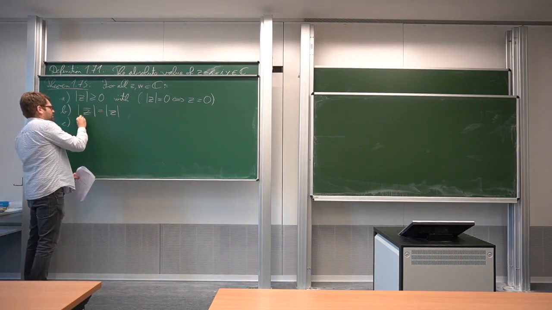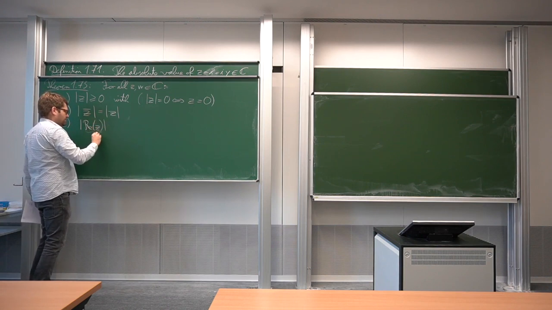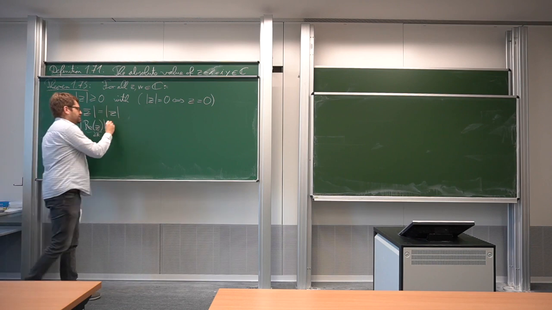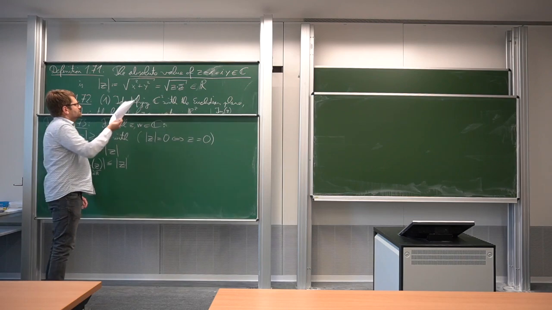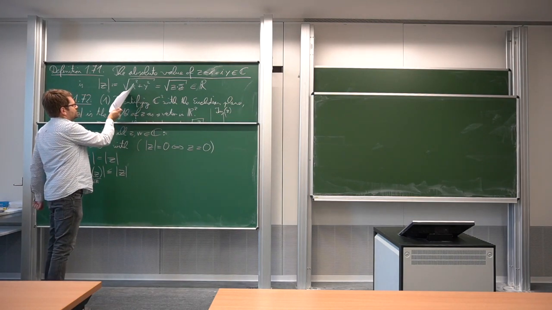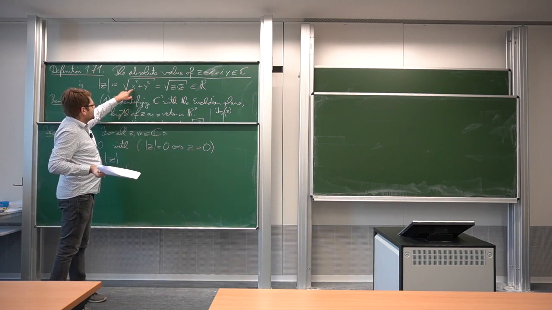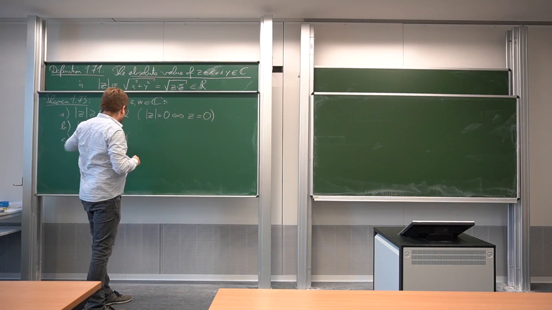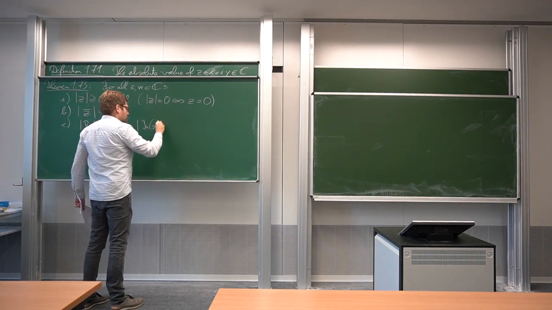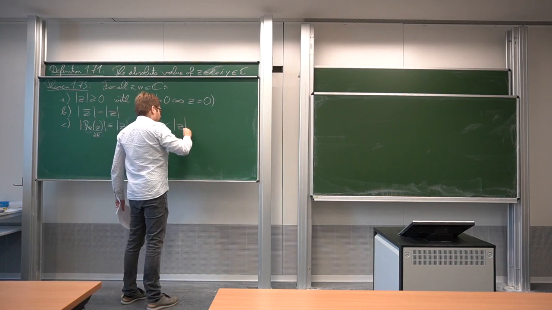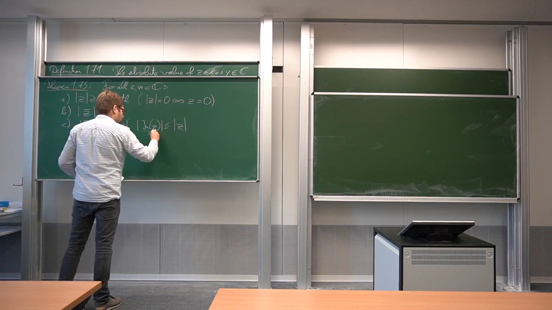C, the absolute value of the real part of z. So this is now a real number. This is smaller than or equal to the absolute value of z. This also makes sense because the real part in this formula would only be x, so we would just have the square root of x squared, which is obviously less than or equal to the square root of x squared plus y squared. So there's nothing much to show. Same holds for the imaginary part. The absolute value of the imaginary part is at most the absolute value of z itself. Again, this is also a real number.